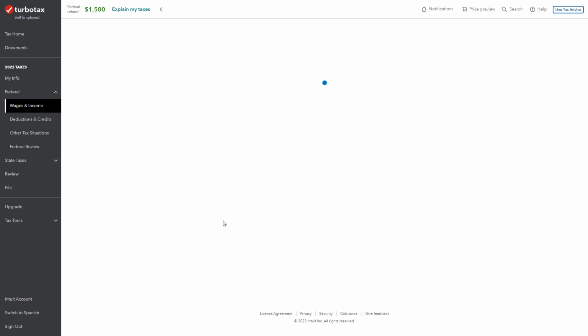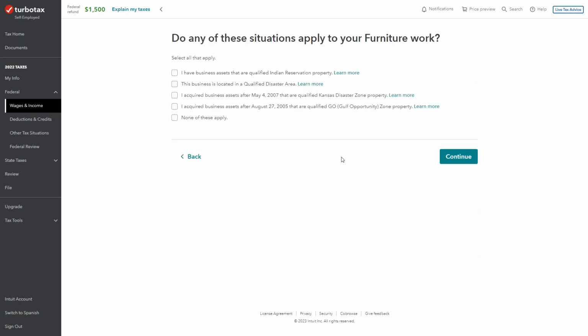And then it's asking us if we have any assets in reservations or qualified disaster areas. A lot of this is because you might be eligible for certain types of tax credits or other relief if you have a business located in these areas. But in our case, none of these apply. So review all the options, and check them if they do apply. If they don't, just indicate none.